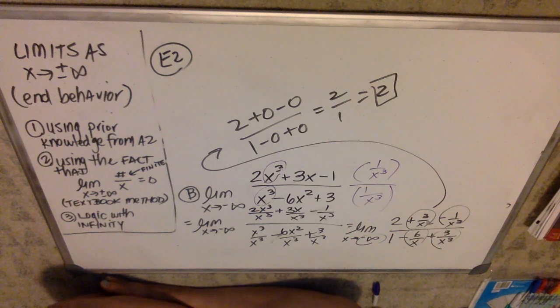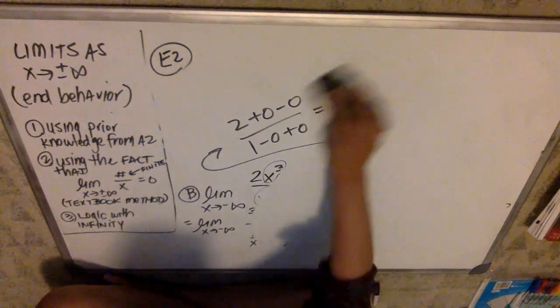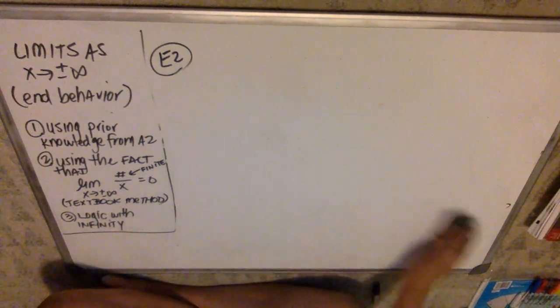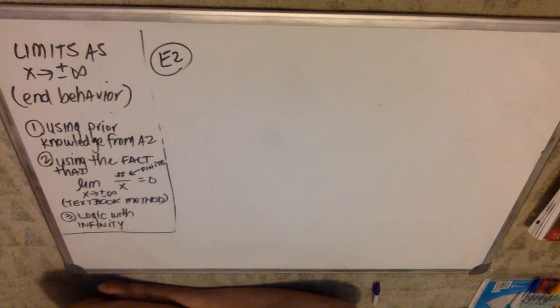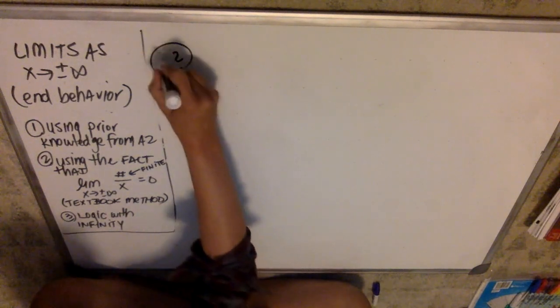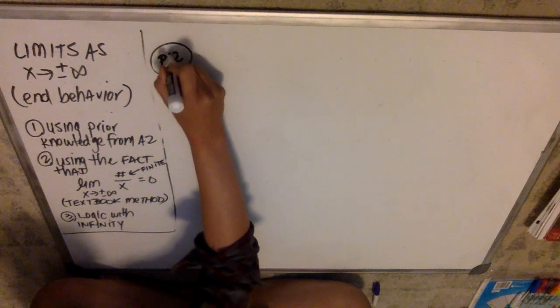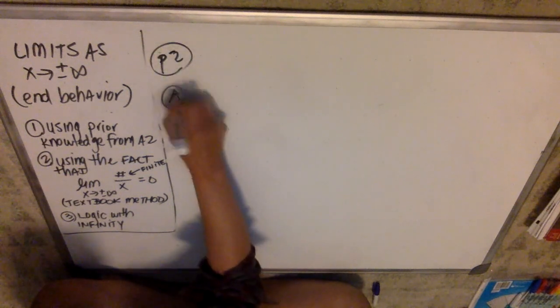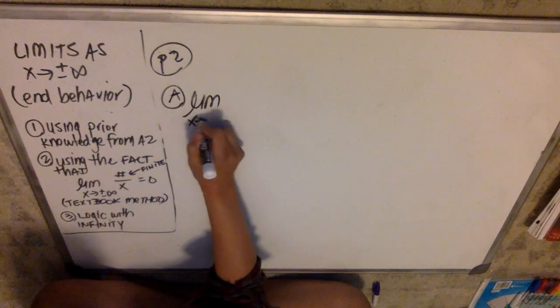So let's do a P2, which is similar. I'm going to give you one. Again, I don't actually care which of these two options you pick. It doesn't matter to me whether you pick using the Algebra 2 knowledge or whether you pick doing it the slightly longer way that the textbook does. I don't care.